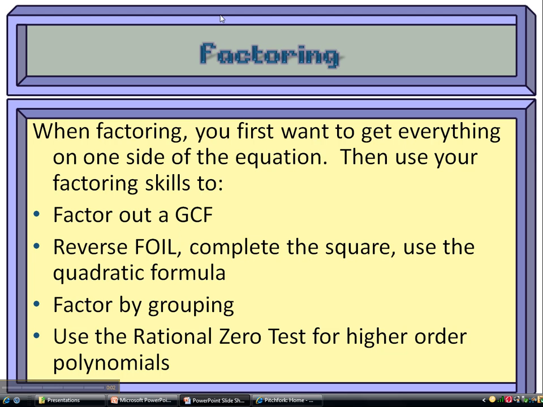Our first strategy in solving trig equations involves factoring.